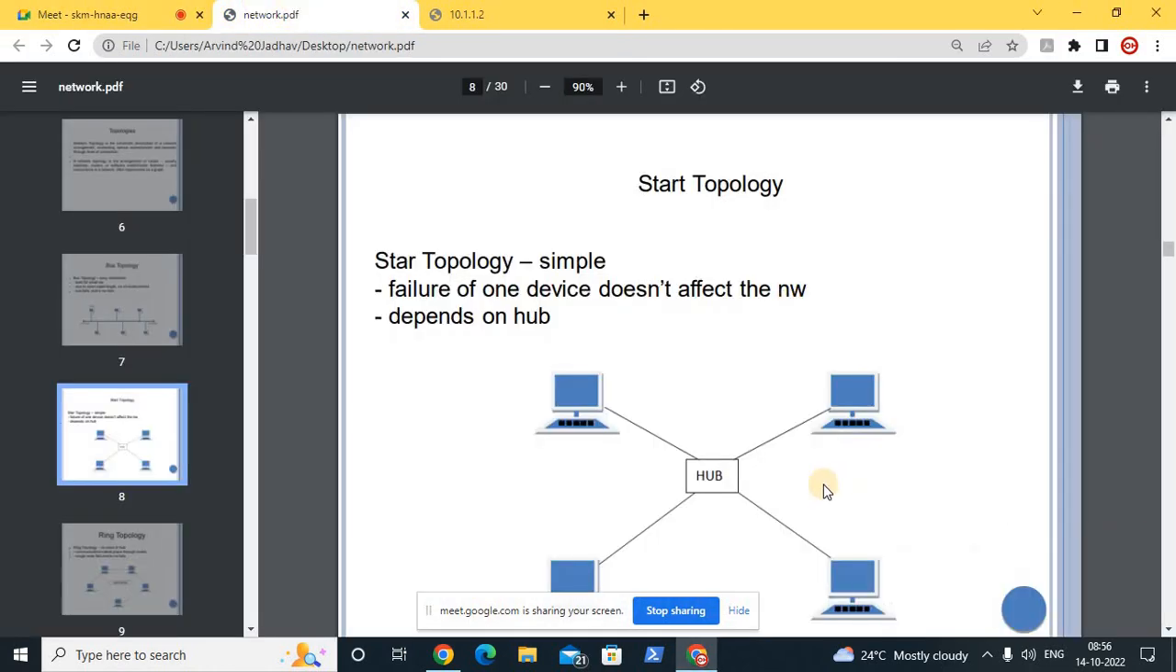See, these devices are interconnected with each other, and there is one hub, or we can say a switch. So if one of the nodes fails, it does not affect the network. What is the reason? All these devices are connected with this hub. For example, if node 1 fails, it does not affect node 2, node 3, node 4. They can still communicate with each other. So nowadays, star is majorly used.